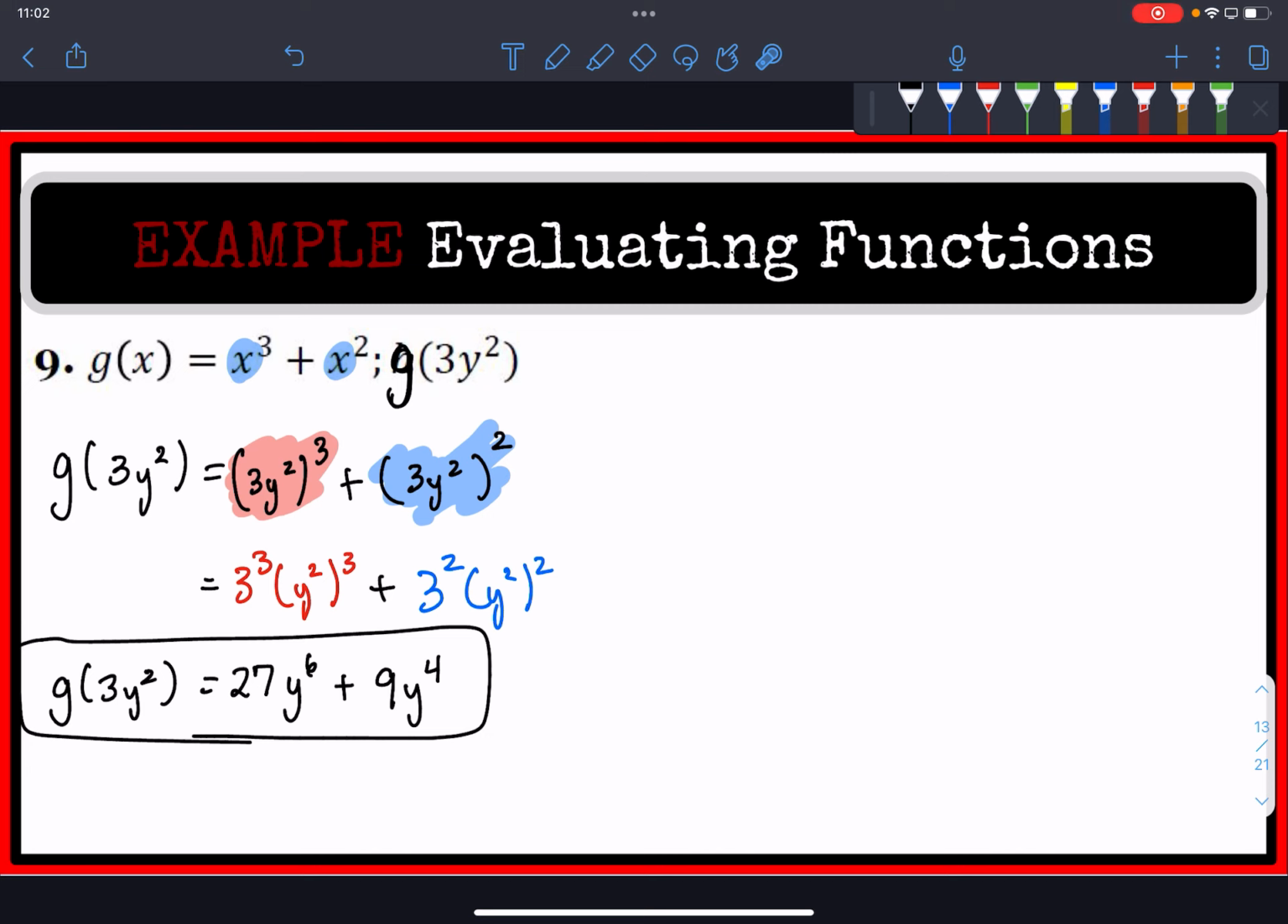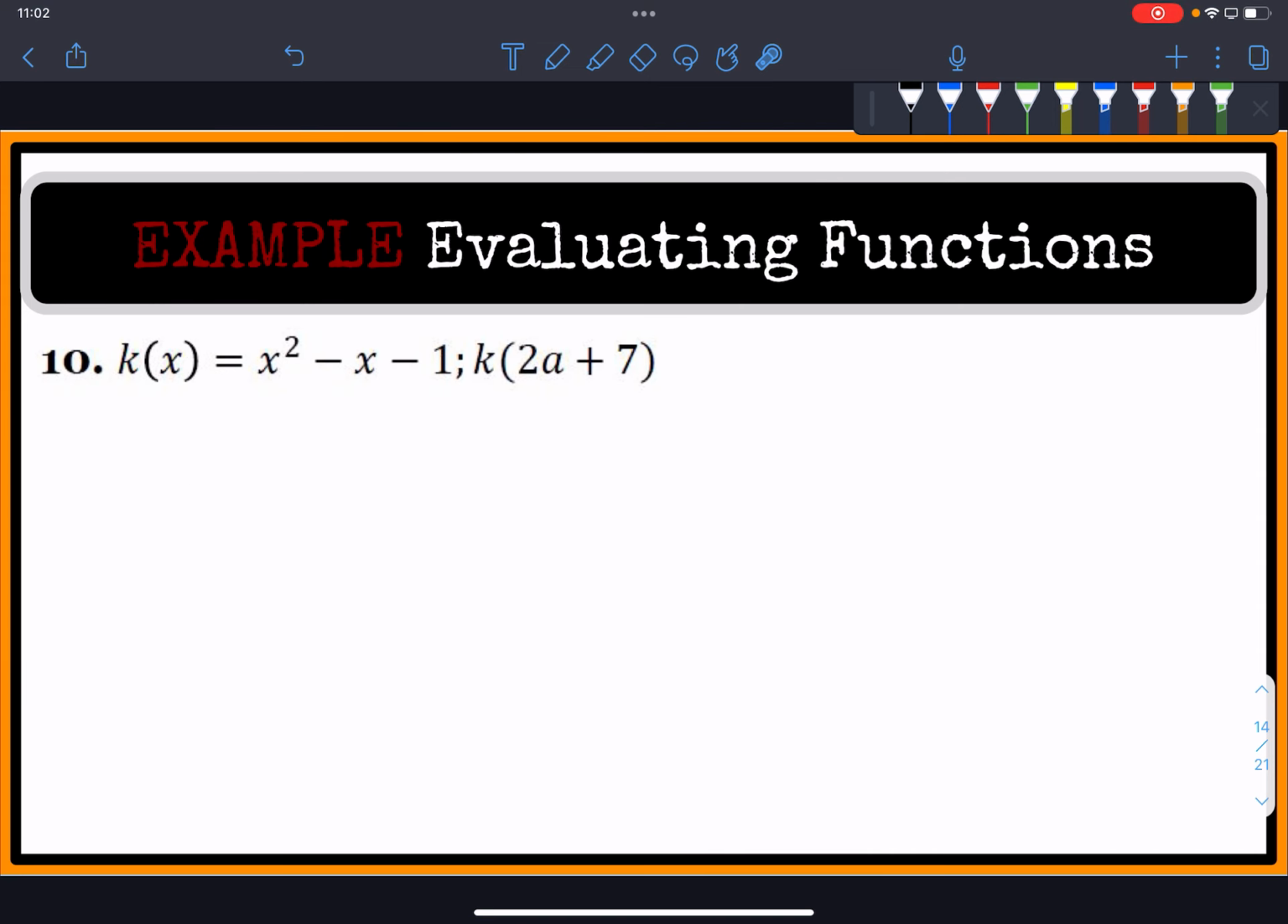So I end up again with these two separate terms, and this is again the simplified form of this. Now, this last example, again, is just to show you another example of how we can evaluate a function using another expression. Here we are substituting in 2a plus 7 into these x values. So we want to evaluate k when x is replaced with 2a plus 7.